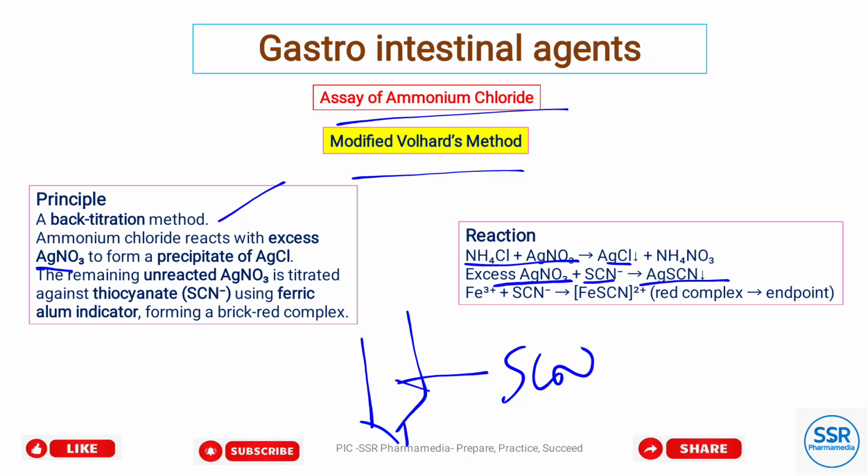After the endpoint, the ferric complex is used as an indicator. Ferric alum reacts with the thiocyanate to form ferric thiocyanate, a red complex. So the endpoint produces a color change to red.